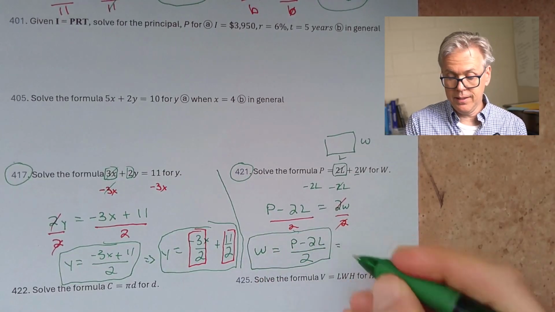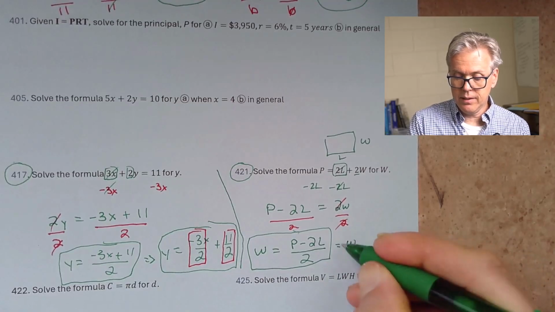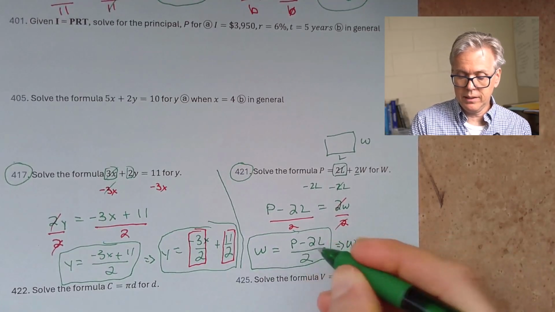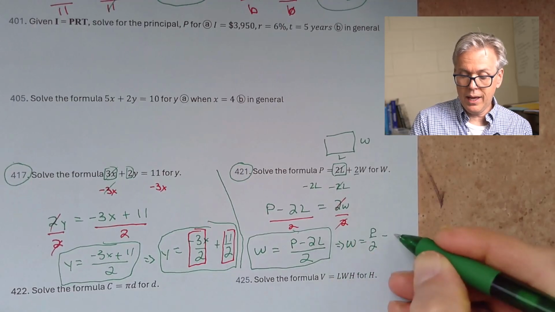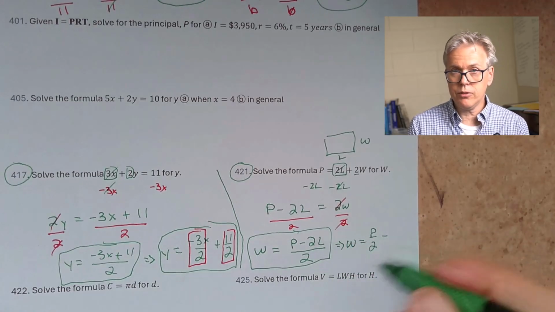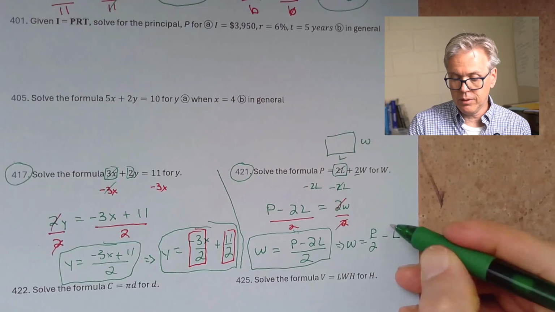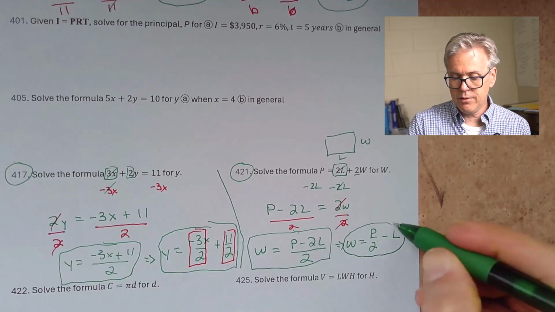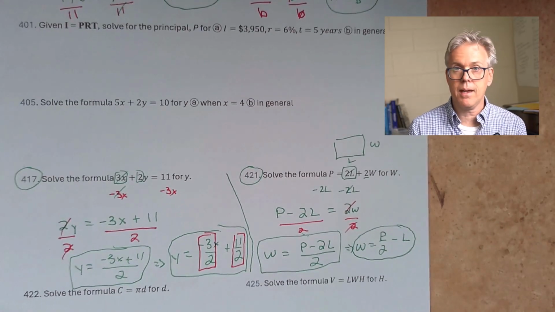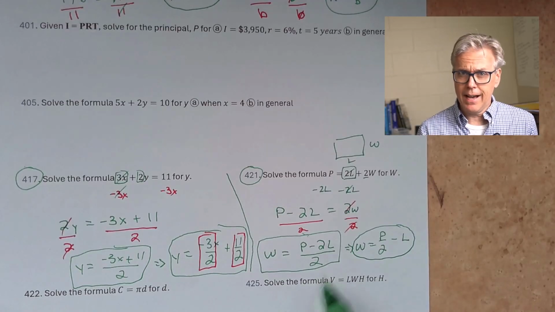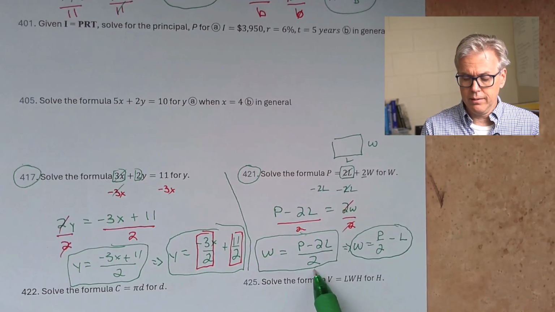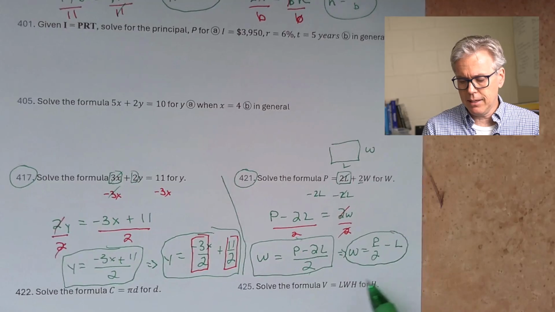Another way we could have done this is we could have said W equals, we can divide 2 into each of these: P over 2 minus 2L over 2. Now, when I do 2L over 2, what happens? Those 2's cancel, and I'm just left with an L. So both of these have their distinct advantages. It doesn't matter to me, generally, which way you write them. I'll be honest, if I were you, I would just write it the first way, because it's very tempting to make a mistake when canceling.